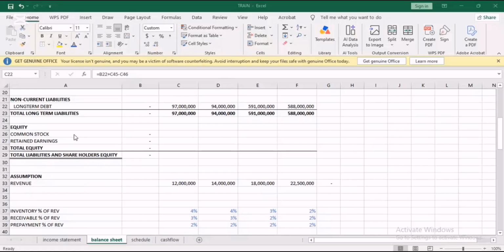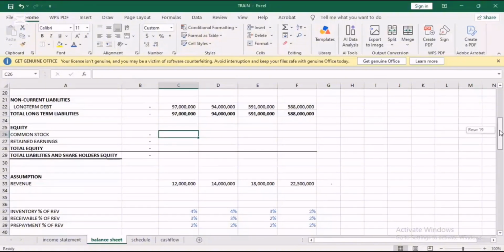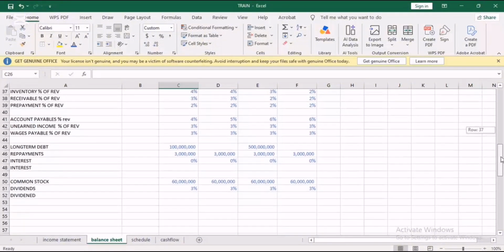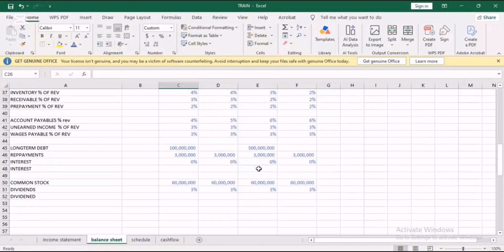So we have common stock here, we have retained earnings, right? So let's get started with the common stock. We hit here. Let's go down and see what we have. So the projection for the common stock is 60 million, right? The injection of capital into the business for each of the periods is 60 million.